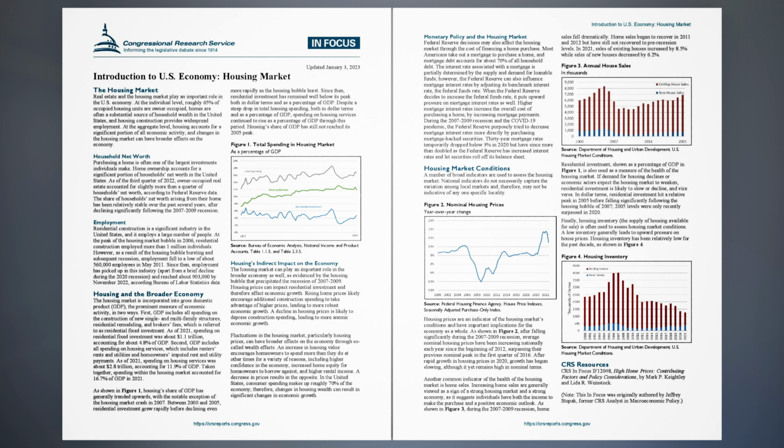Residential investment, shown as a percentage of GDP in Figure 1, is also used as a measure of the health of the housing market. If demand for housing declines or economic actors expect the housing market to weaken, residential investment is likely to slow or decline, and vice versa. In dollar terms, residential investment hit a relative peak in 2005 before falling significantly following the housing bubble of 2007. 2005 levels were only recently surpassed in 2020.